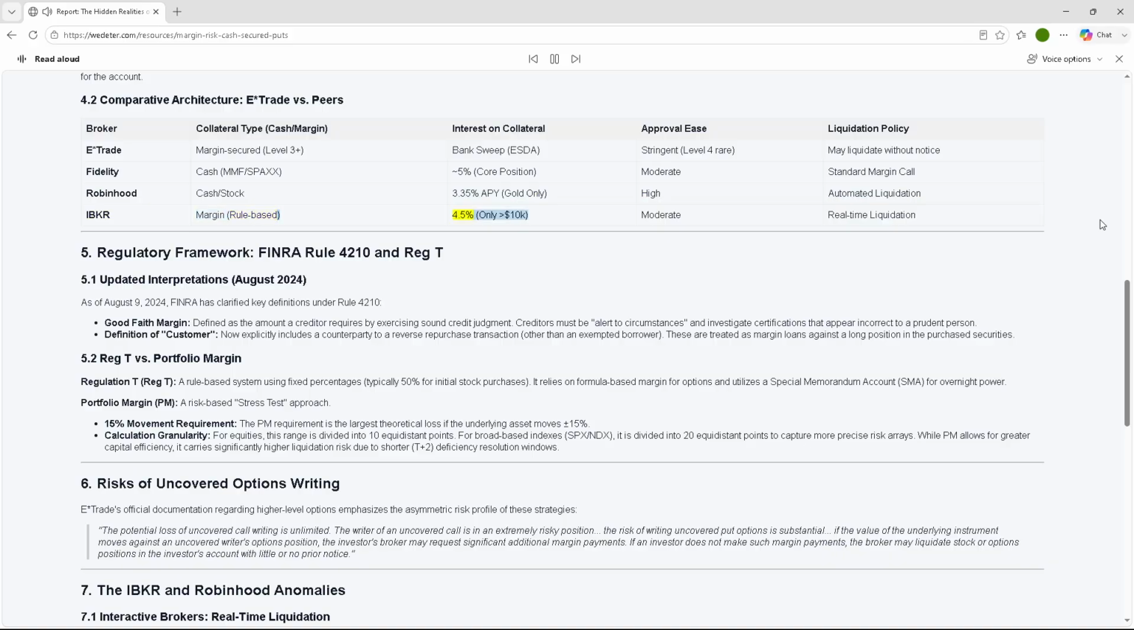For 0.5%, only greater than $10,000. Moderate. Real-time liquidation. 5. Regulatory framework. FINRA Rule 4210 and Reg T. 5.1 Updated interpretations, August 2024.